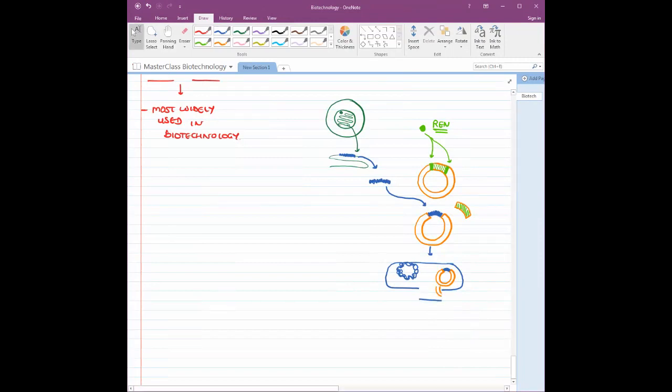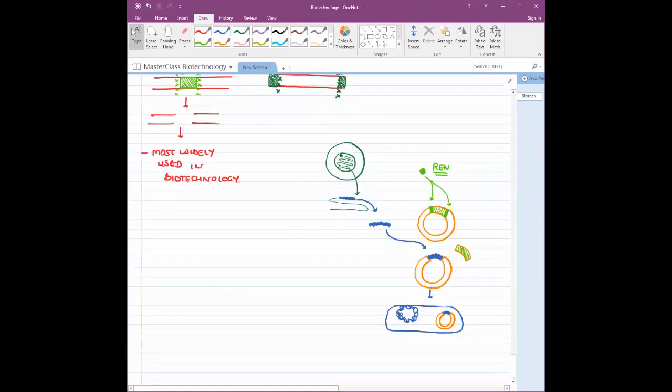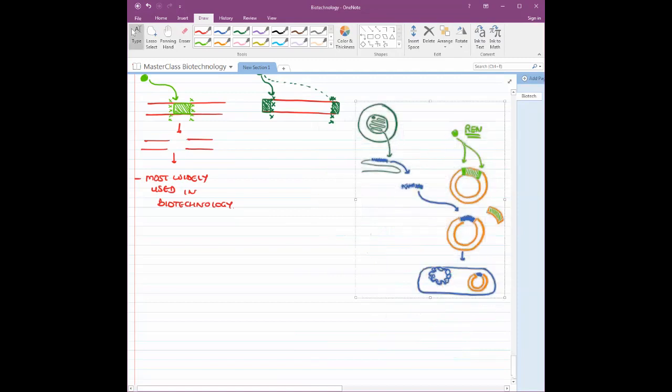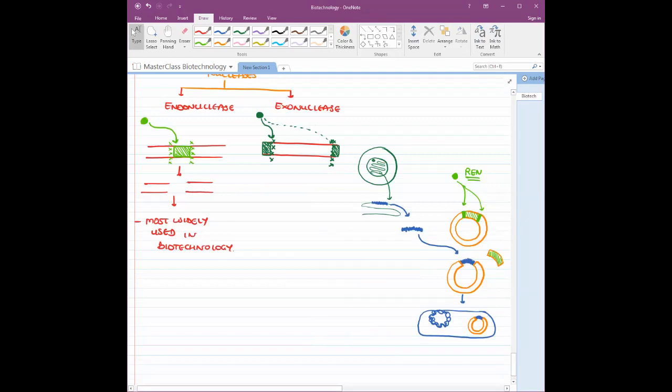Okay, everybody got this? Sure. Now is everybody clear why we are using only restriction endonucleases? Why we are not using exonucleases? Okay, fine.